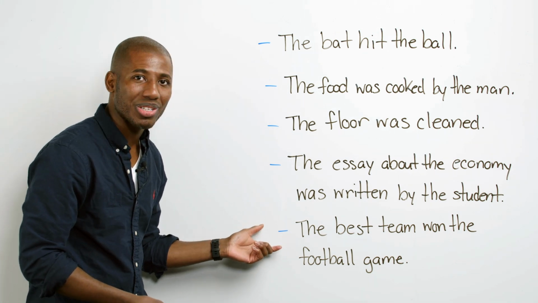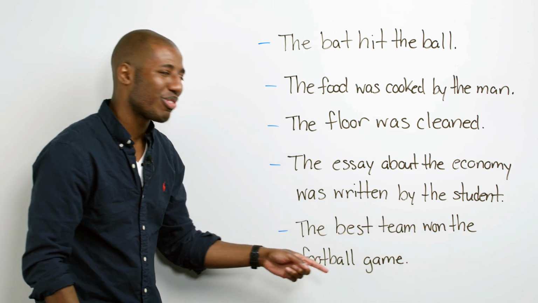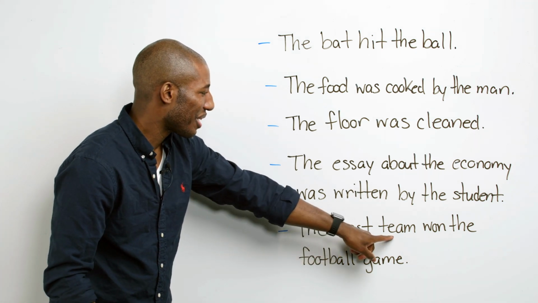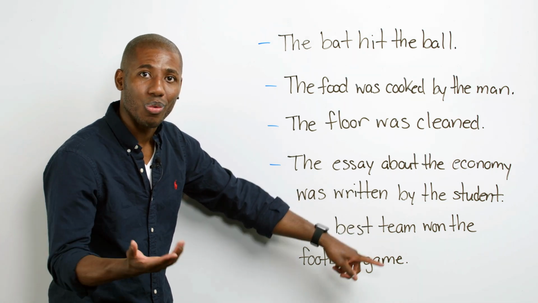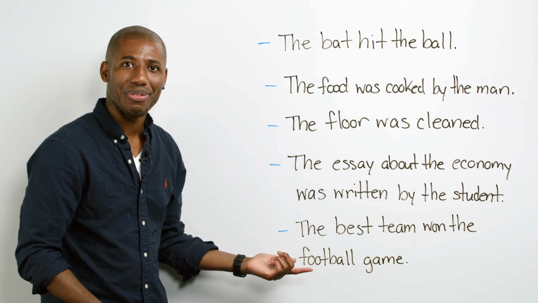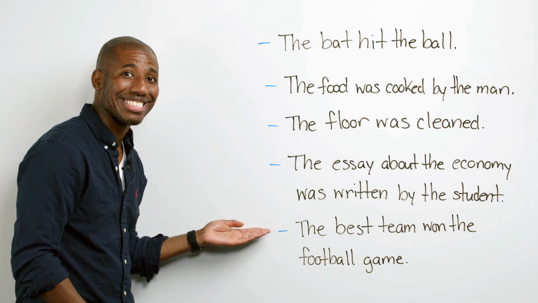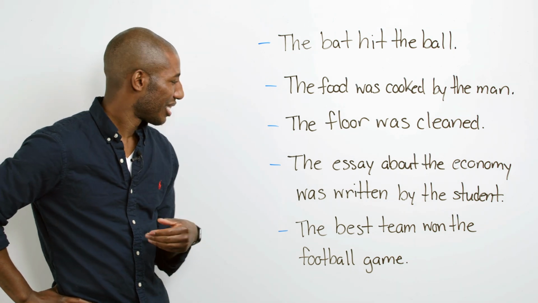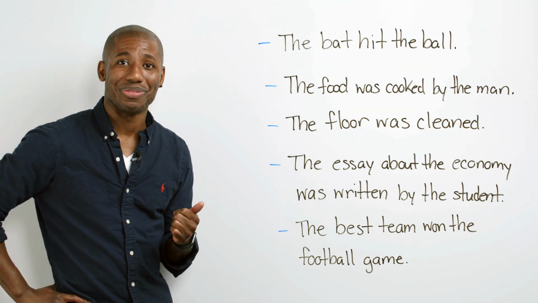And our last one, we're almost there. Stay with me. The best team won the football game. Good job, team. Our team is our doer. What did the team do? What's the action? The team won. What did they win? They won the football game. This is definitely a sentence written in the active voice. Good job. That's some good practice recognizing sentences written in the active and passive voice.